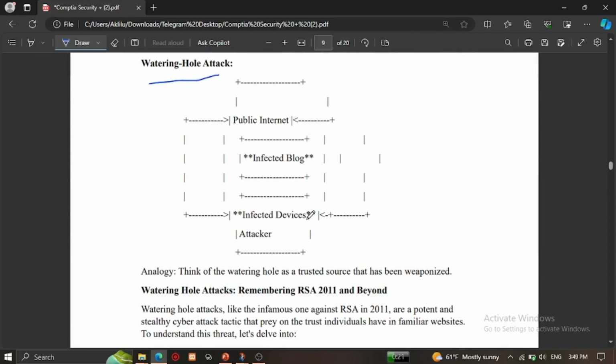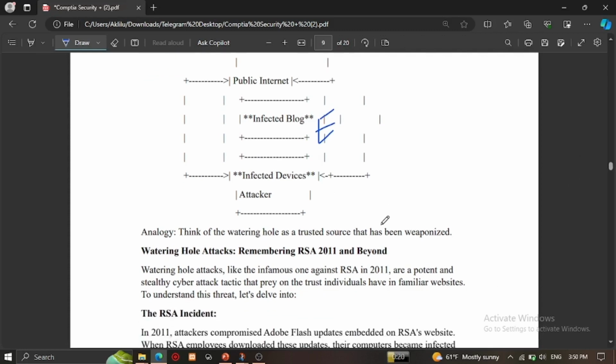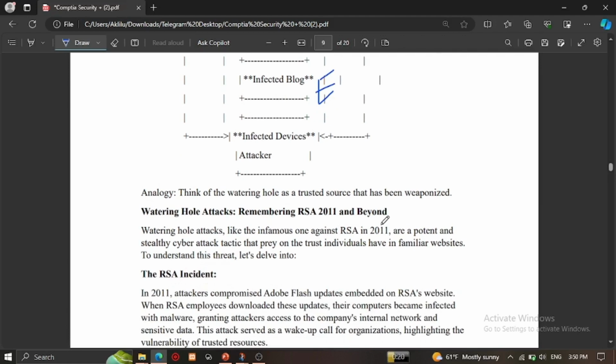There is an affected device, there is an affected block, there is public internet. So the employee will come here and see the infected block. Then the device will be affected. So the attacker will get the malicious link, phishing link, and the malware to download from this infected block.